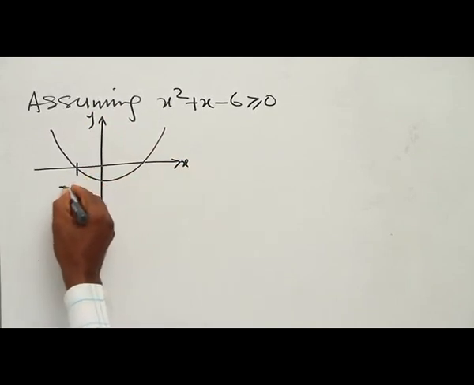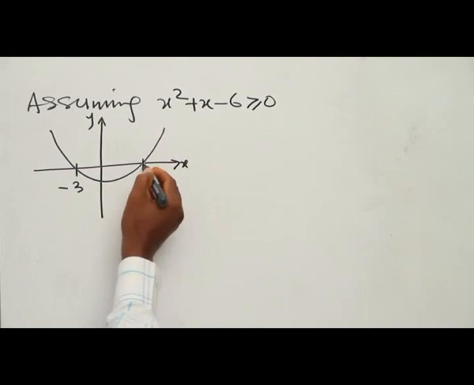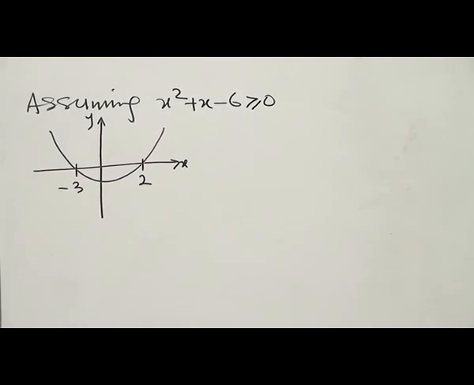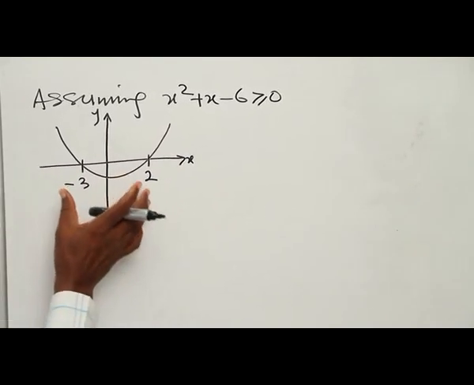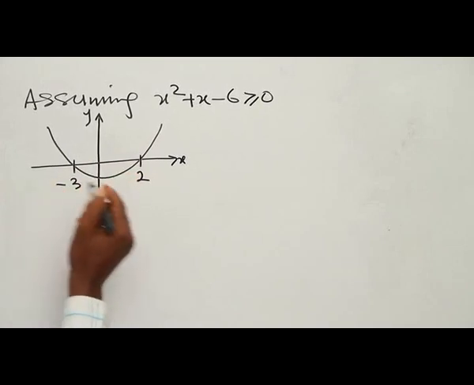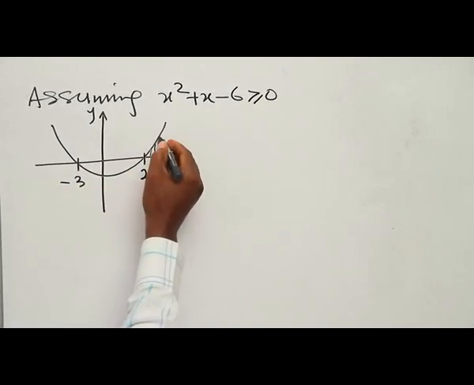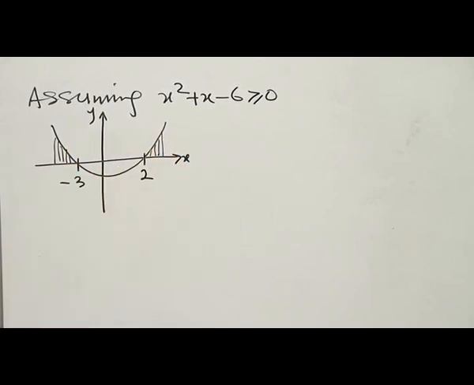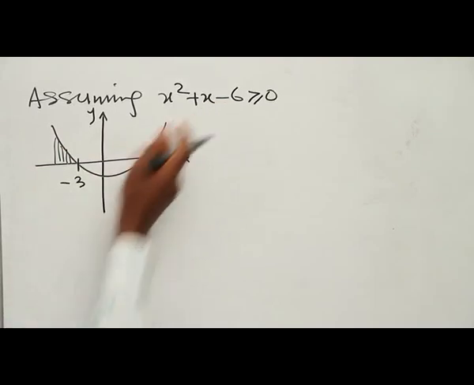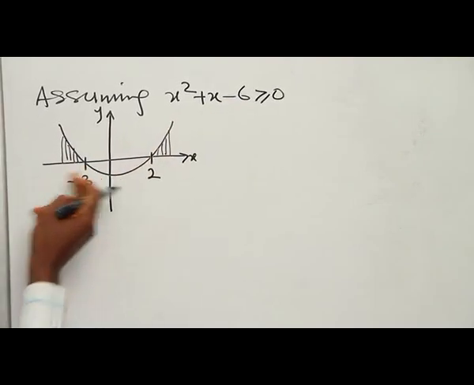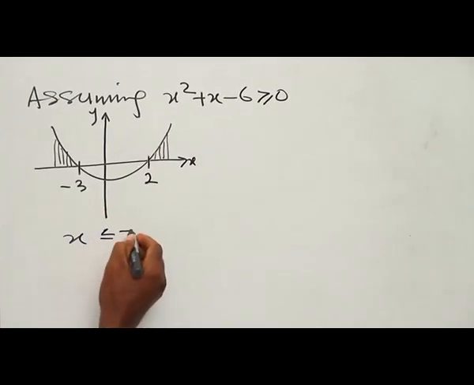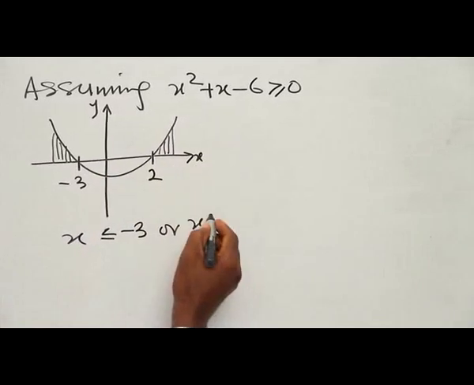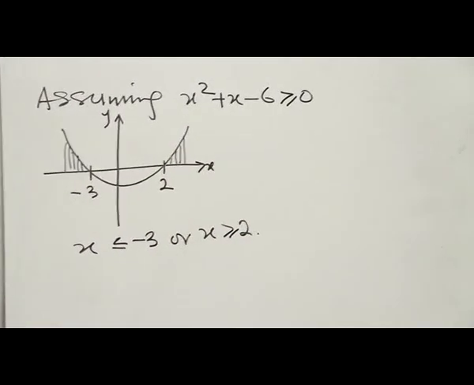And then this region was the minus 3. And this point, sorry, and then this one is 2. But this time around, you are interested in the region where the graph is above the s-axis because it's greater than. This is where it's above. This is where it's above. So it therefore means that our solution in this case, our s is less than or equal to minus 3, or our s is greater than or equal to 2.